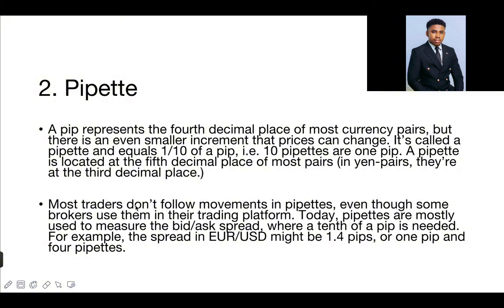So moving on, most traders don't follow movement in pipettes, just like I've explained earlier, even though some brokers use them in their trading platform. Today, pipettes are mostly used to measure the bid and ask spread, where 1/10 of a pip is needed. For example, the spread in Euro USD might be 1.4 pips or 1 pip and 4 pipettes. Well, we're going to talk about the bid and ask price very soon, and we're also going to talk about spreads very soon, so you can understand this part.